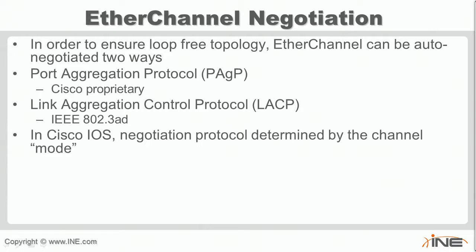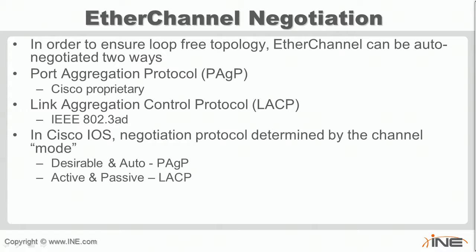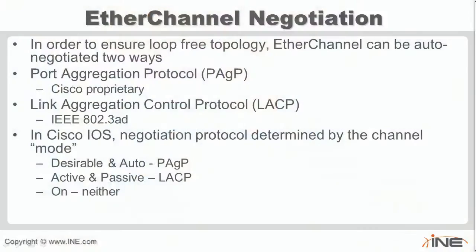Configuration-wise, this is what's controlled by the channel mode in IOS, where the modes desirable and auto are going to be using the PAgP protocol. The active and passive modes are using LACP. The other option is to turn the channel simply on. This is like saying switchport mode trunk, where you're not using negotiation for it, you're saying that this is always going to be a channeled link.